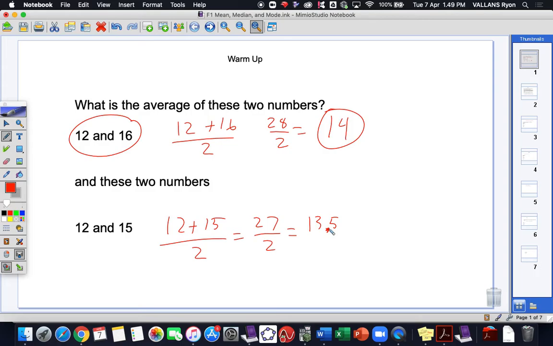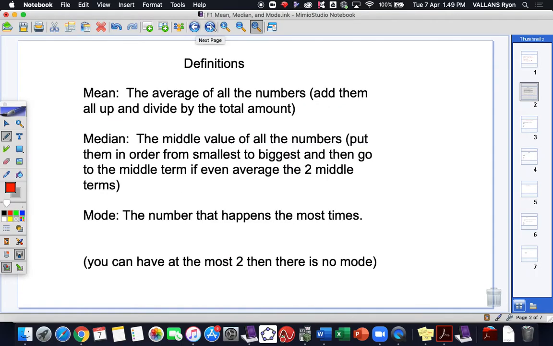average. Now, definitions. Anytime I say mean, I am actually saying it's the average, but it can be the average of multiple numbers instead of just two of them. So average of all the numbers. The way you actually solve is you add them all up and divide by the total amount. You'll be able to try that in the next slide. Add them all up, divide by the total amount.